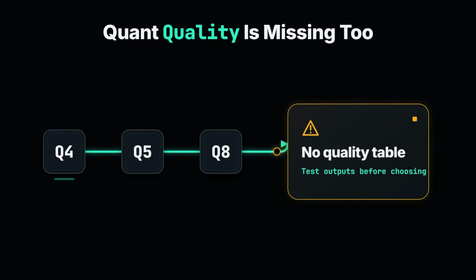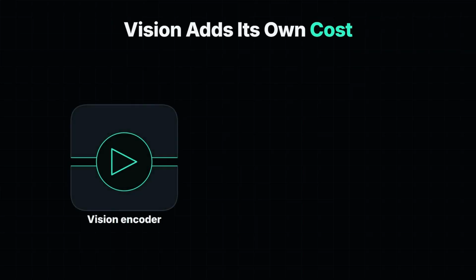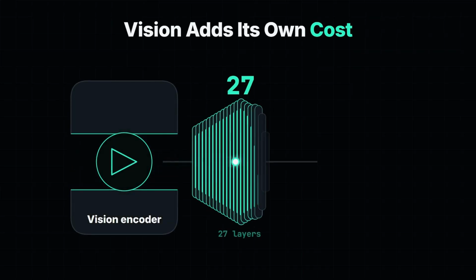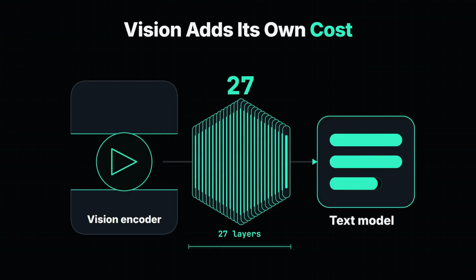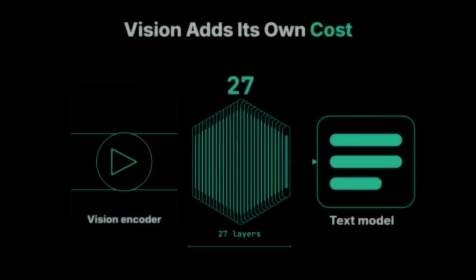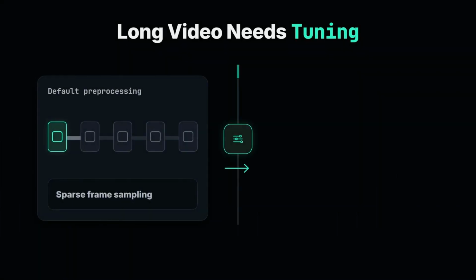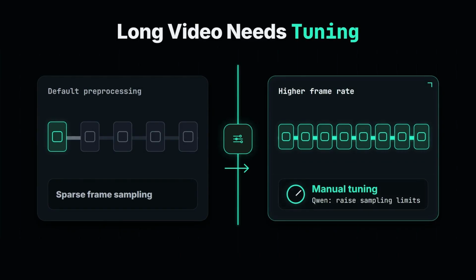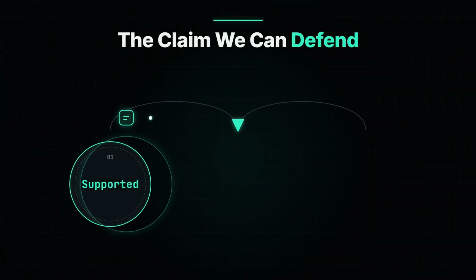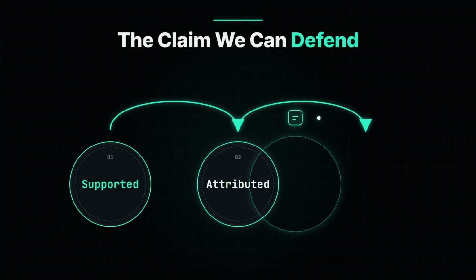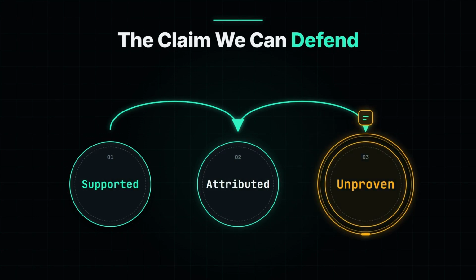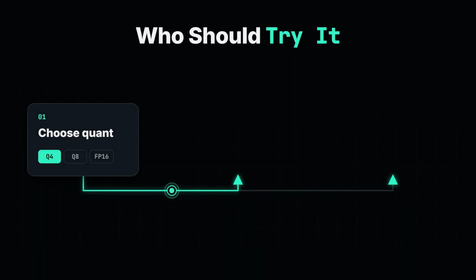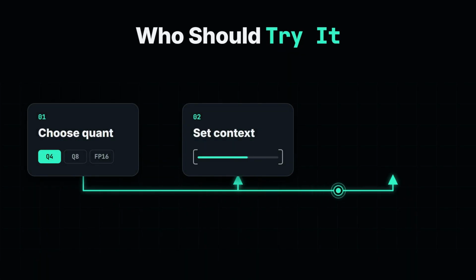Test outputs before choosing. A vision encoder turns images or video into model input. This one has 27 layers, adding processing beyond text generation. Pre-processing decides which video frames reach the model. For hour-scale video, Qwen recommends raising limits for higher frame rate sampling. Open weight means builders can access the learned weights. The sources support a capable compact release, not independently proven frontier laptop performance. Try it if you can compare file formats, limit context, and measure your own coding tasks.